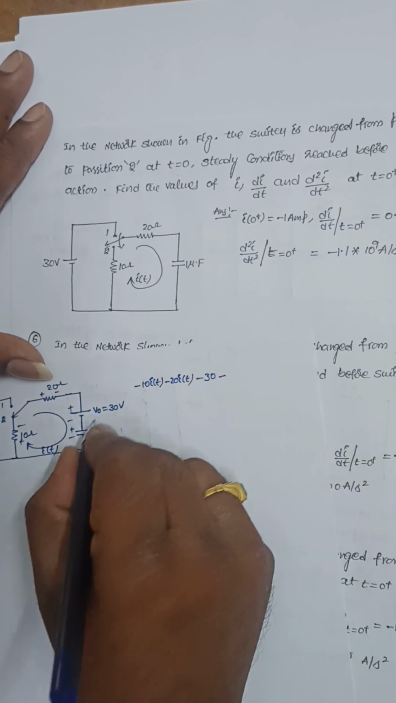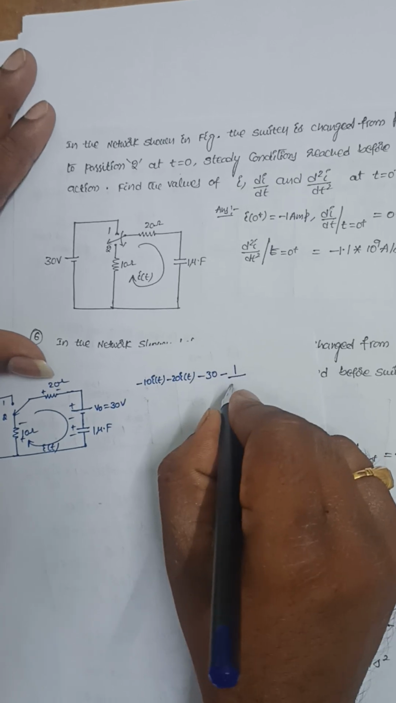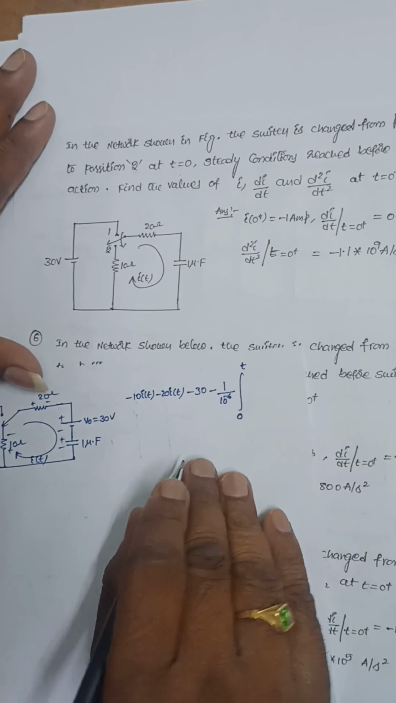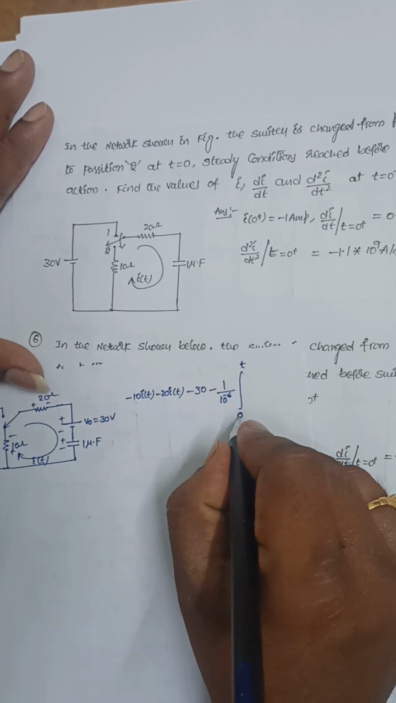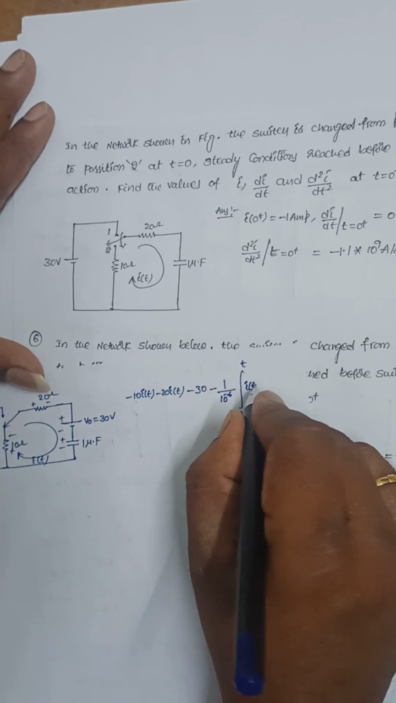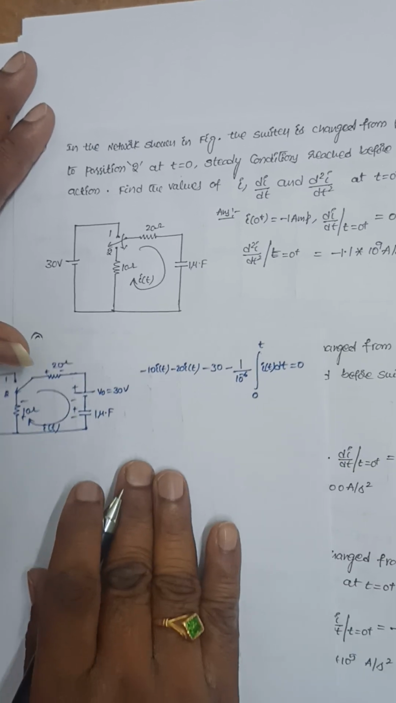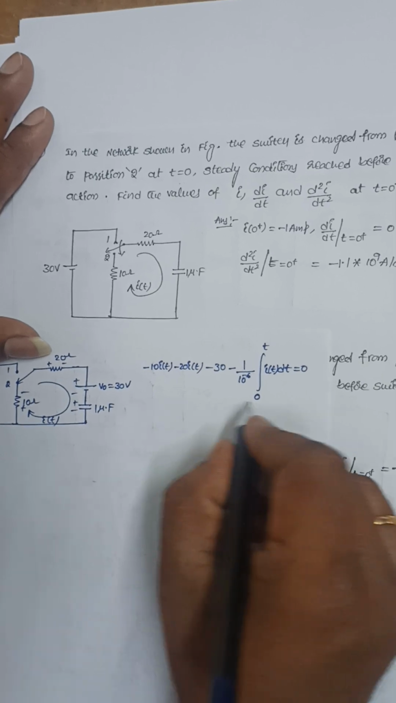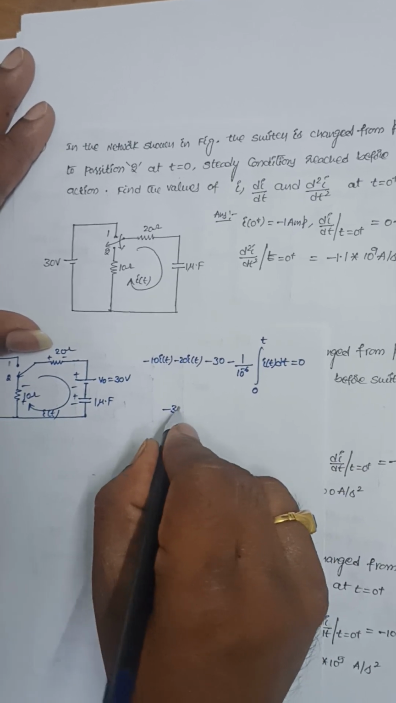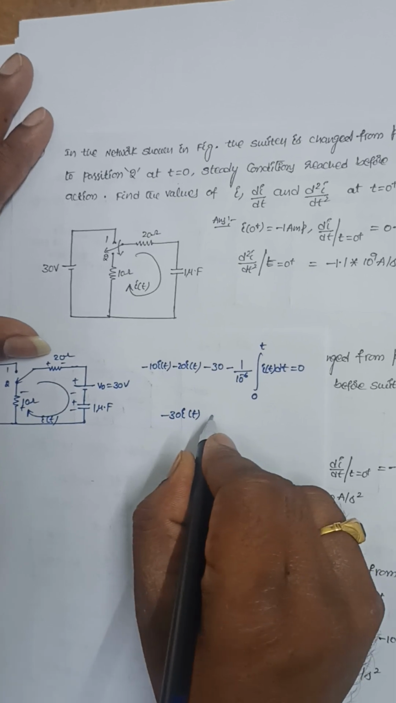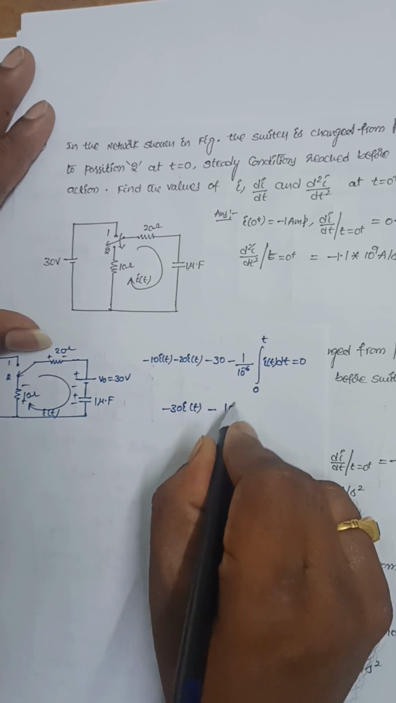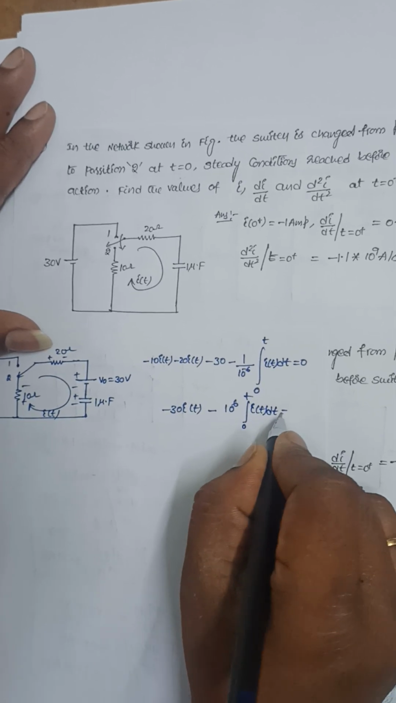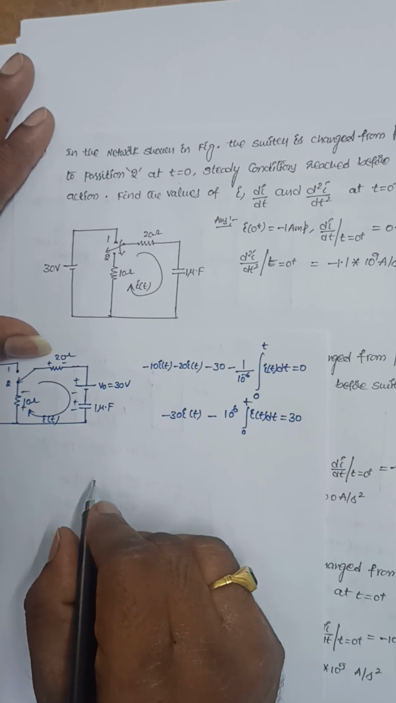It is minus 10 into I of t, minus 20 into I of t, minus 30. So it is minus, I already explained this, 1 by C, 10 power 6, into the integral. It should be 0 to t only, not from minus infinity to t. It is from 0 to t, I of t dt, that is equal to 0. Why it is from 0 to t, I already explained in this video itself. Okay, it is minus 30 into I of t minus 10 power 6 into integral 0 to t I of t dt, that is equal to 30.